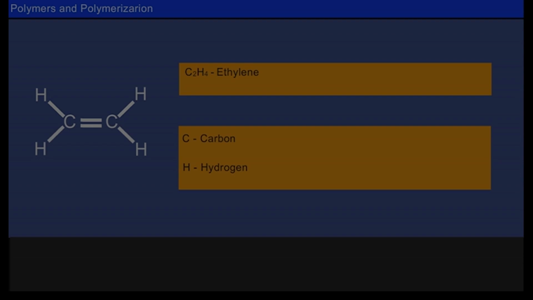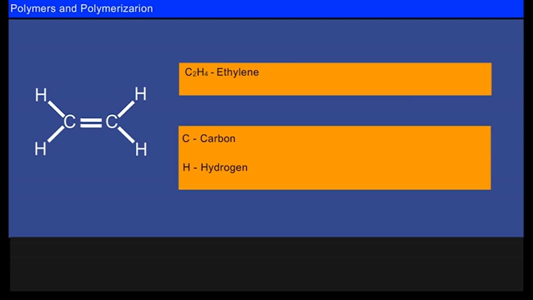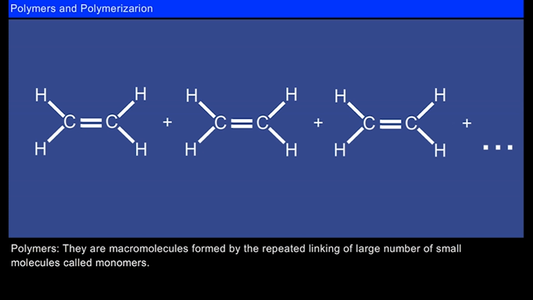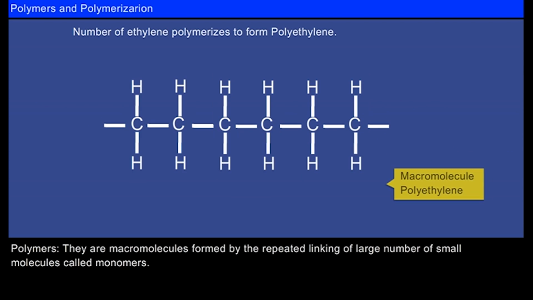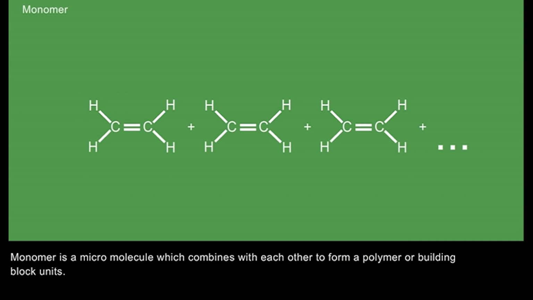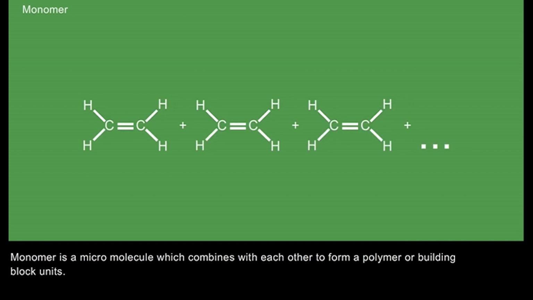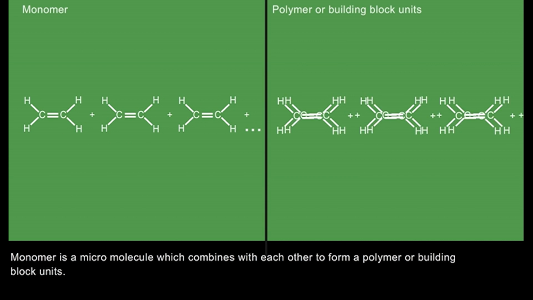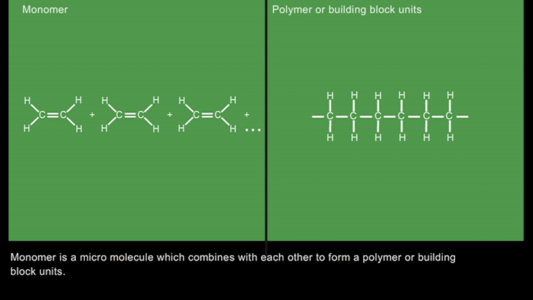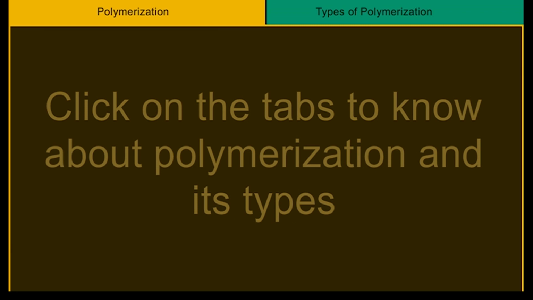What are polymers? Polymers are macromolecules formed by the repeated linking of large number of small molecules called monomers. Now, as we know that polymers are made up of monomers, what is a monomer? Monomer is a micromolecule which combines with each other to form a polymer or building block units. Click on to know polymerization and its types.